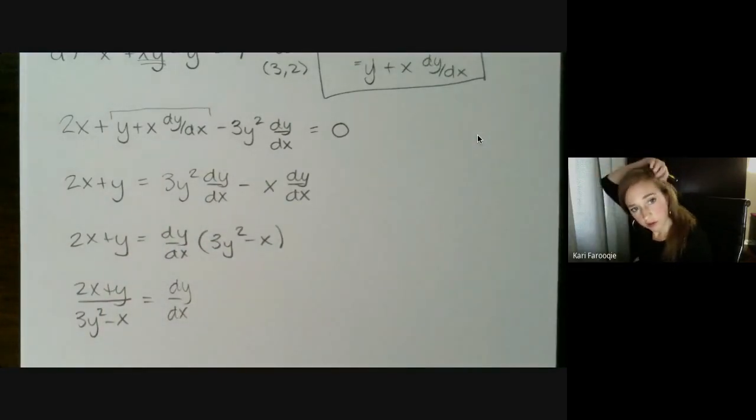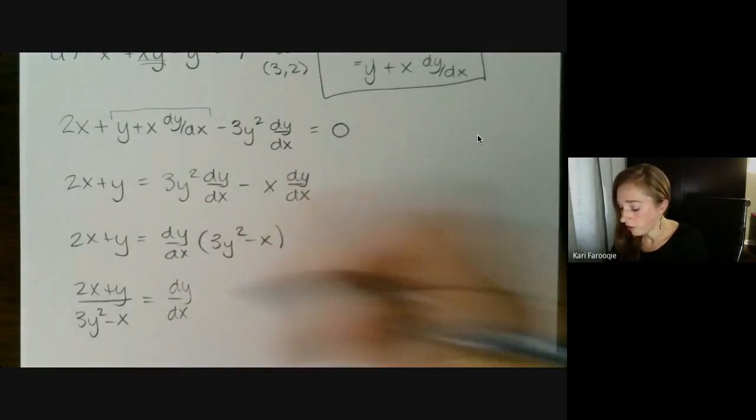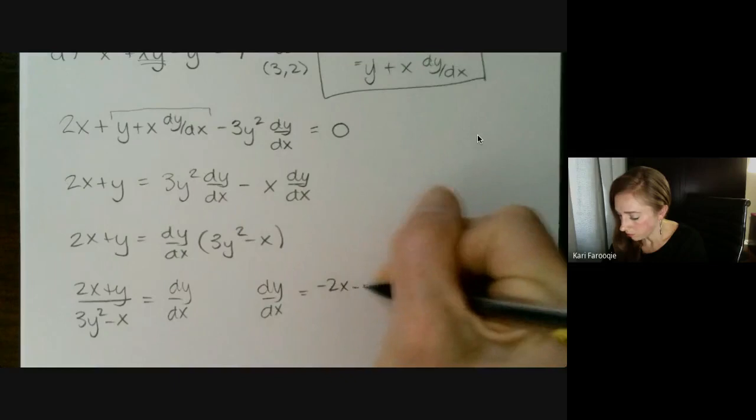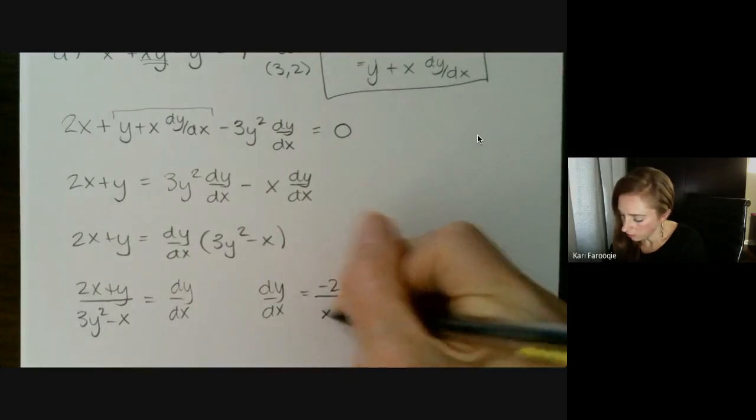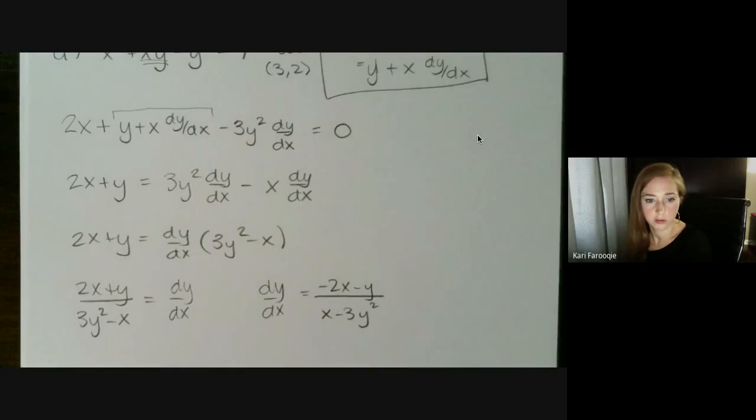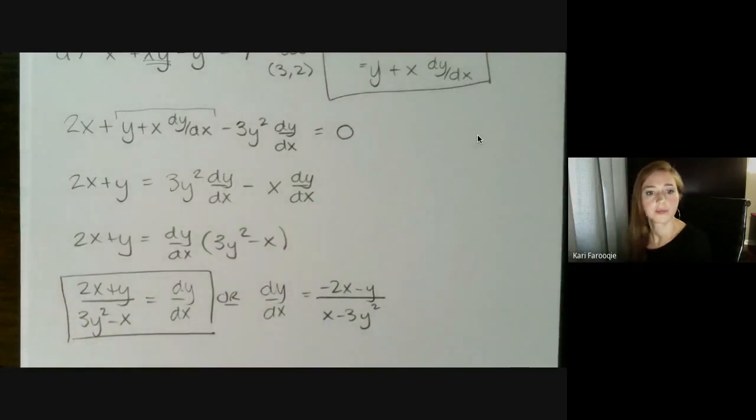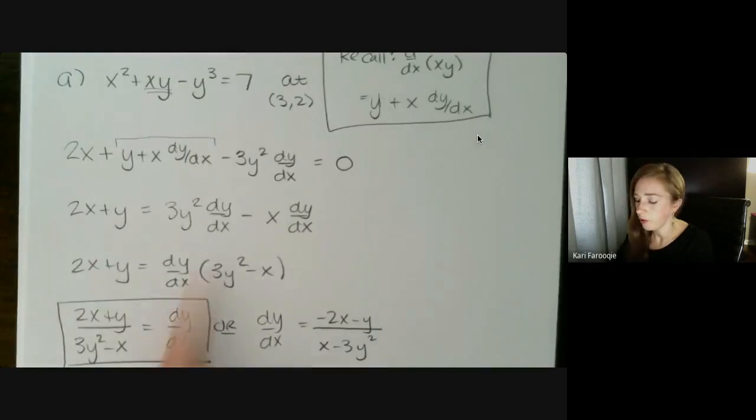Now we still have to evaluate this at the point 3,2 and find the equation of the tangent line. So here's your derivative. If you left your dy dx's on the left, your derivative would look like this. All of your signs will just be flipped. That's it. No big deal. This is mine. So here's my derivative. I'm going to find now the slope at the point 3,2.